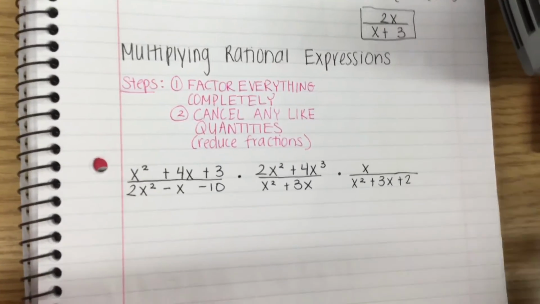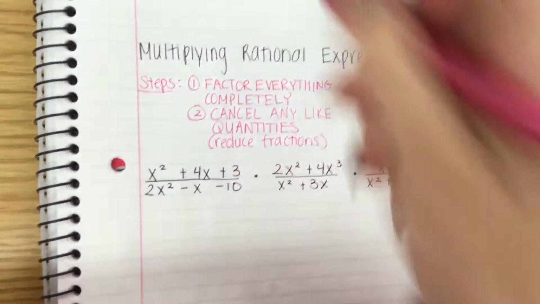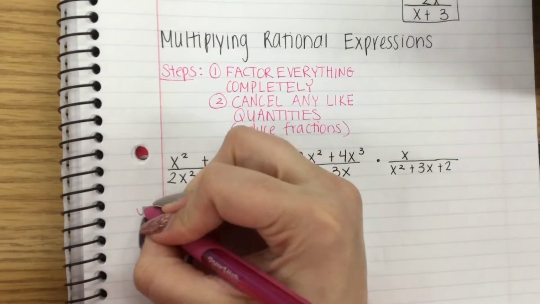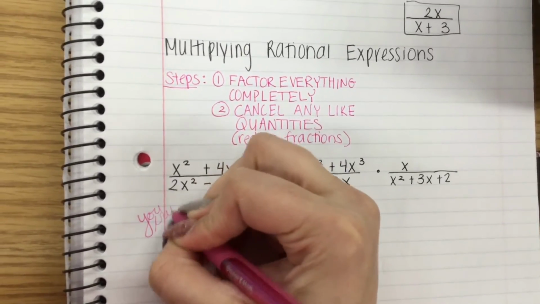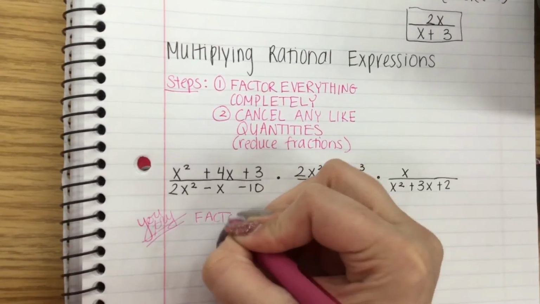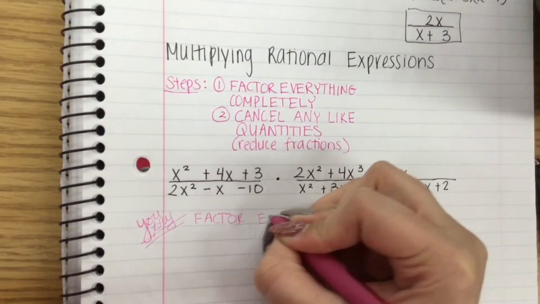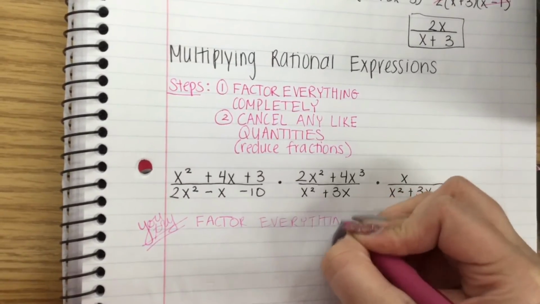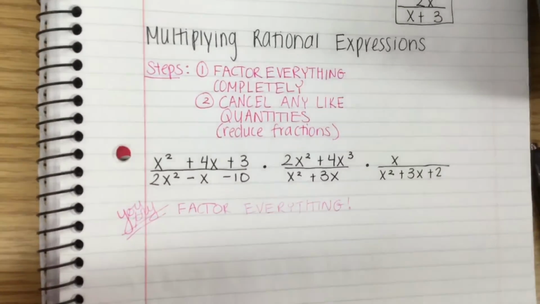All right, so here I do not like to teach multiplying rational expressions separately. We're going to try to factor everything completely and then cancel any like quantities or reduce any fractions. So right now, I want you to look at these 3 ratios. My pen's dying. And I want you to factor absolutely everything. And then when we come back, we'll check those factors.